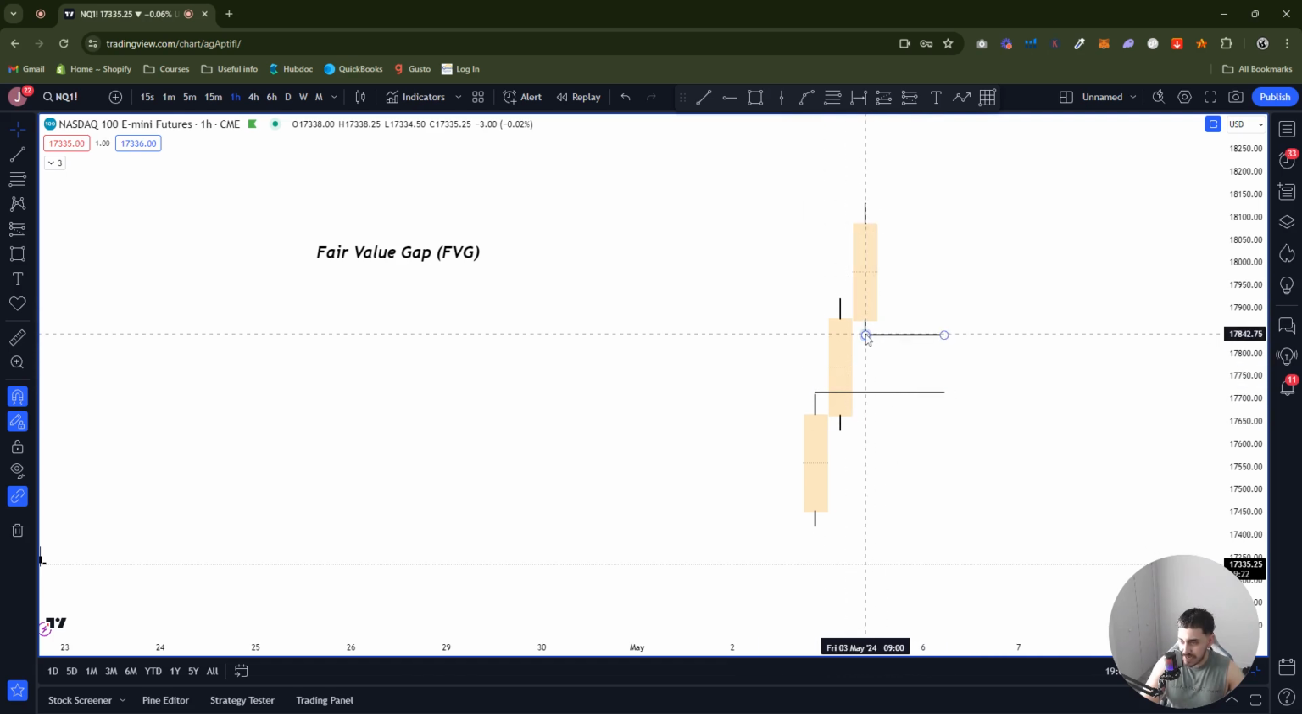The important part is that it leaves a gap behind, right? We skip over this candle and we go to this candle's low. So it's going to be the low of the third candle and the high of the first candle. Okay, and then there is a gap right here.